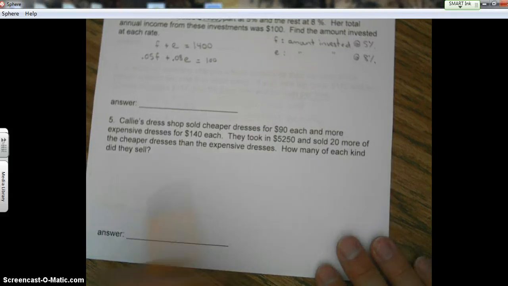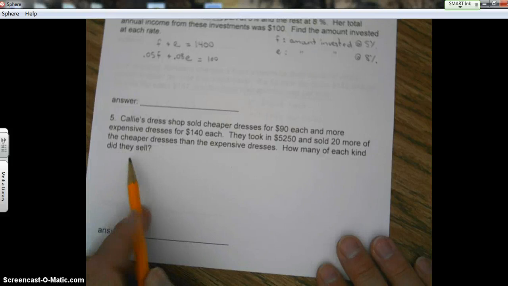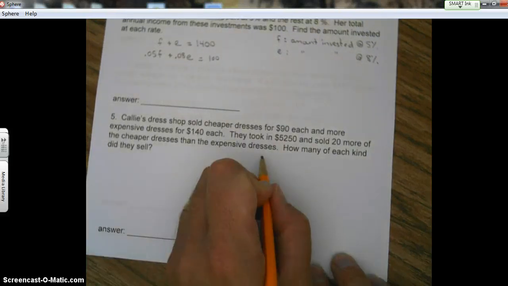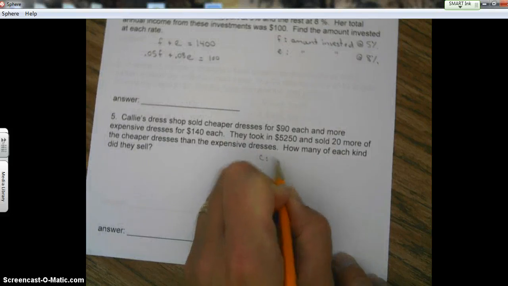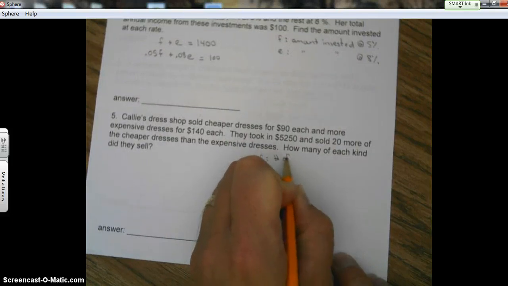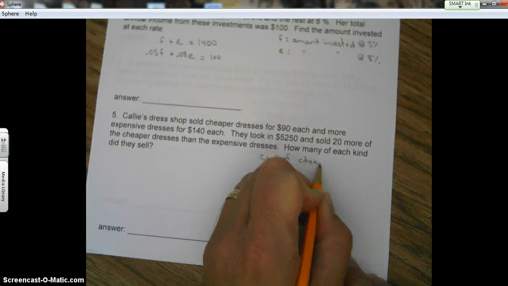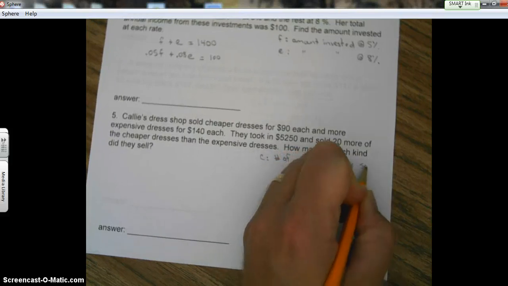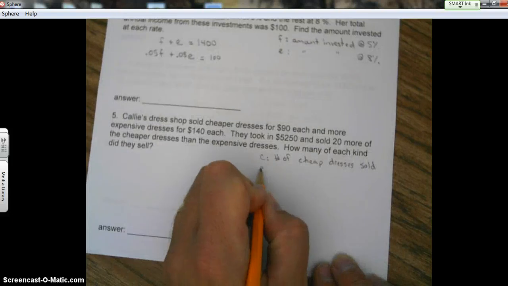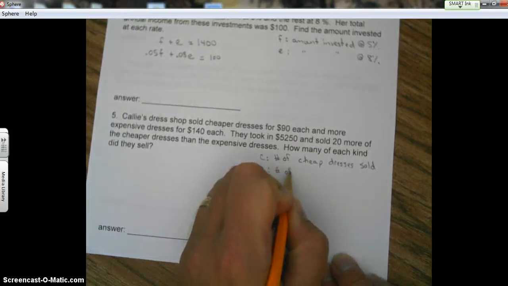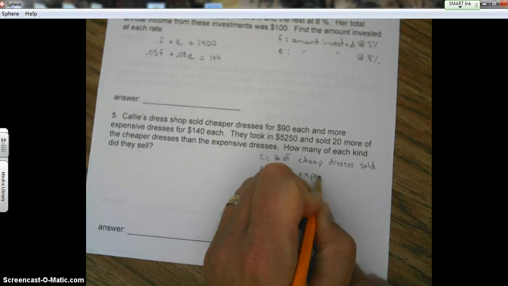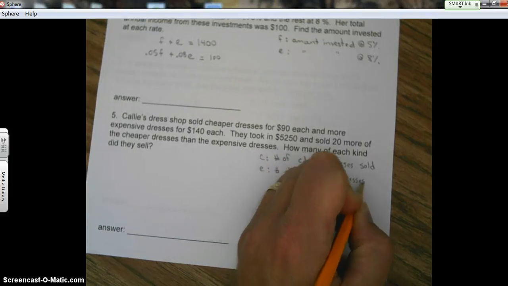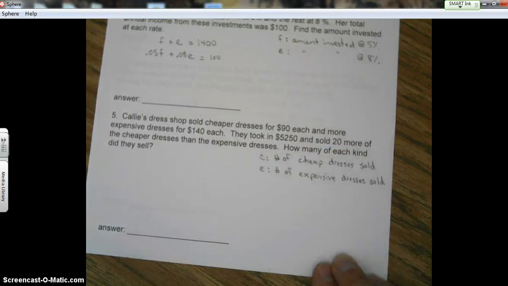Okay, welcome back. How many of each kind did they sell? So we know that they sold cheaper dresses and expensive dresses. So I'm going to go ahead and use C for the number of cheap dresses sold. And I'm going to go ahead and use E for the number of expensive dresses sold.